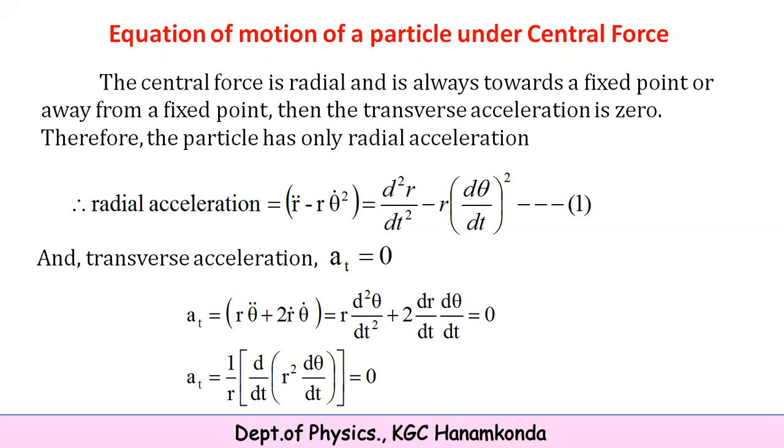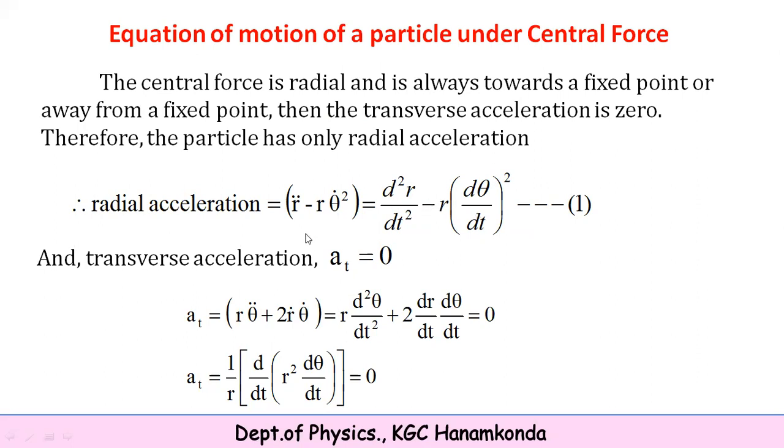We have already seen the radial acceleration formula, which is r double dot minus r theta dot square, that is d square r by dt square minus r into (d theta by dt) whole square. Say this as equation 1. The radial acceleration of the particle moving under central force is r double dot minus r theta dot square, equal to d square r by dt square minus r into (d theta by dt) whole square.